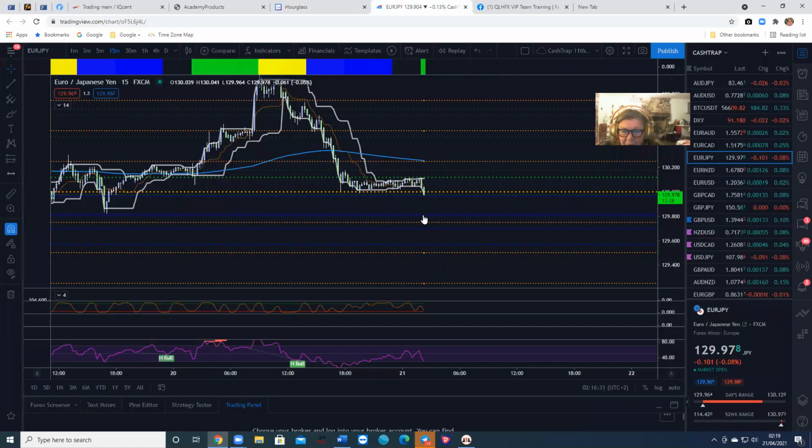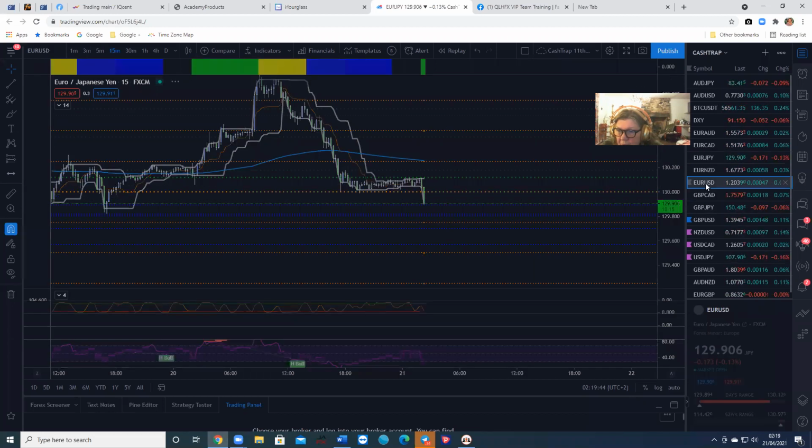And there's that euro heading down on the Eurojpy. So you can always check your other pairs and see what the euro is doing. For example, if you're looking at trading Euro USD, then look at what's happening on Eurojpy, as we've just said. So let's go to Euro USD.